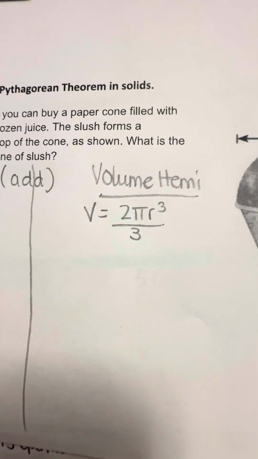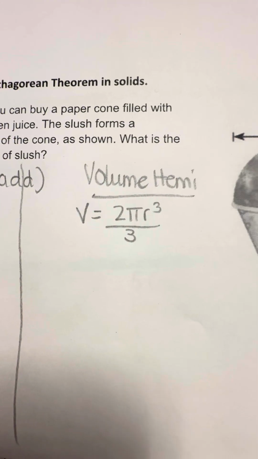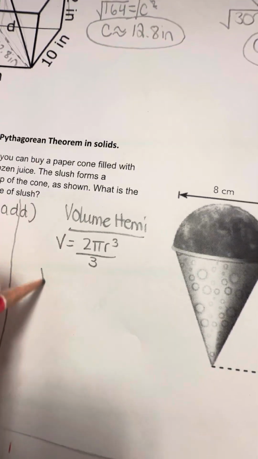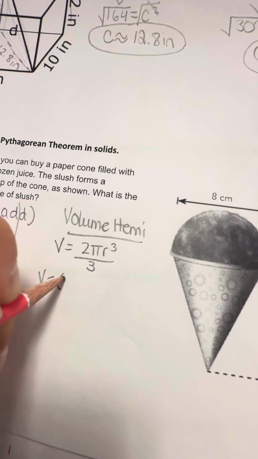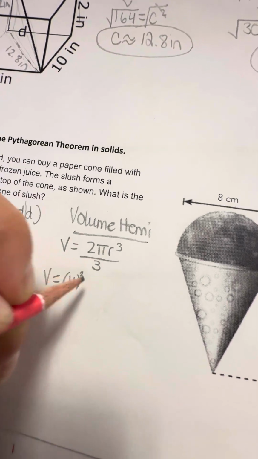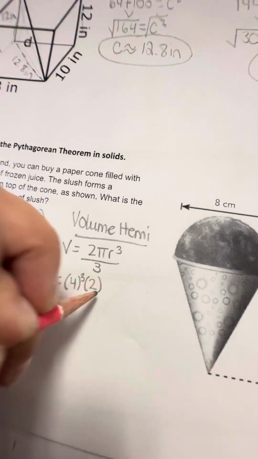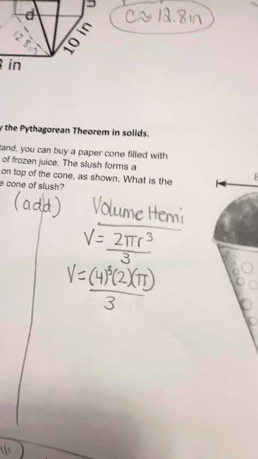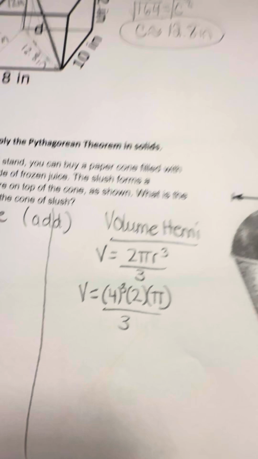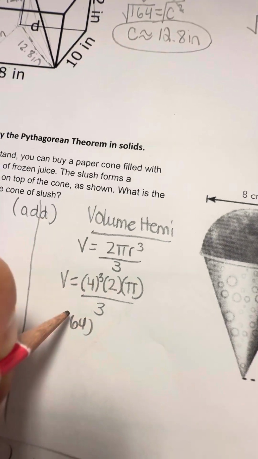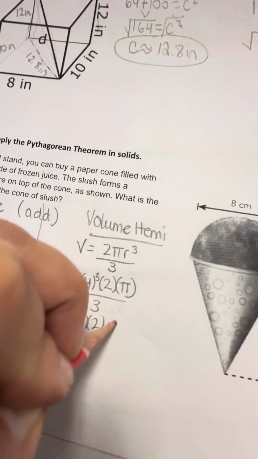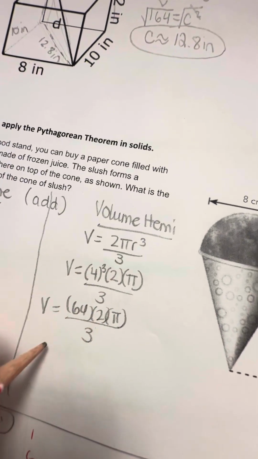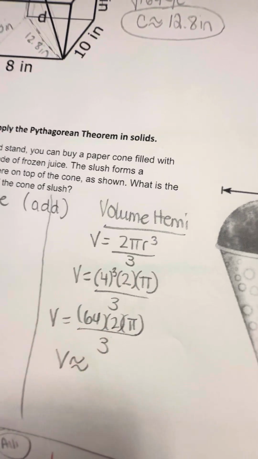Now we're going to add whatever we can come up with for our hemisphere. The hemisphere's radius, obviously, is the same radius, so we're going to do that first. The radius is 4, so 4 to the 3rd power, and then we're going to times that by 2, then times that by pi, and then we're going to divide that by 3 as well. 4 to the 3rd power is 64. 64 times 2 times pi divided by 3 is going to give me my volume. And that's also going to be an approximate answer.